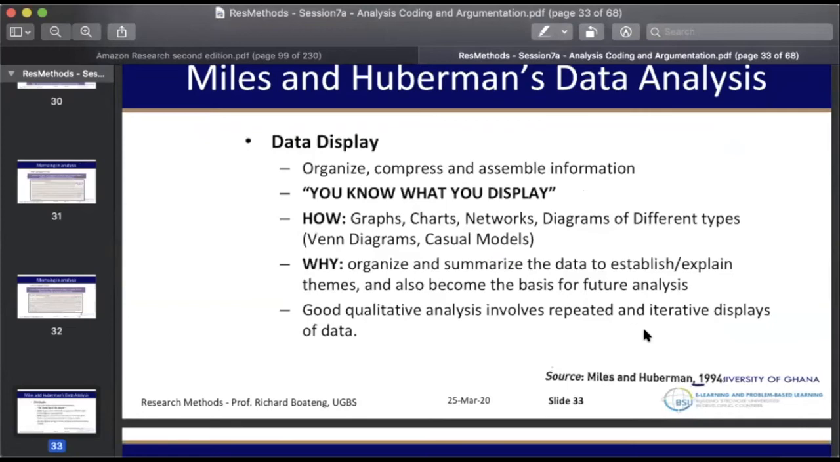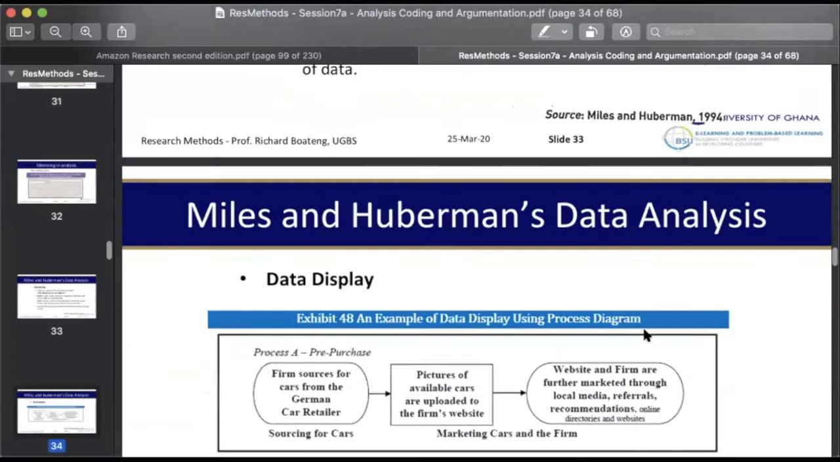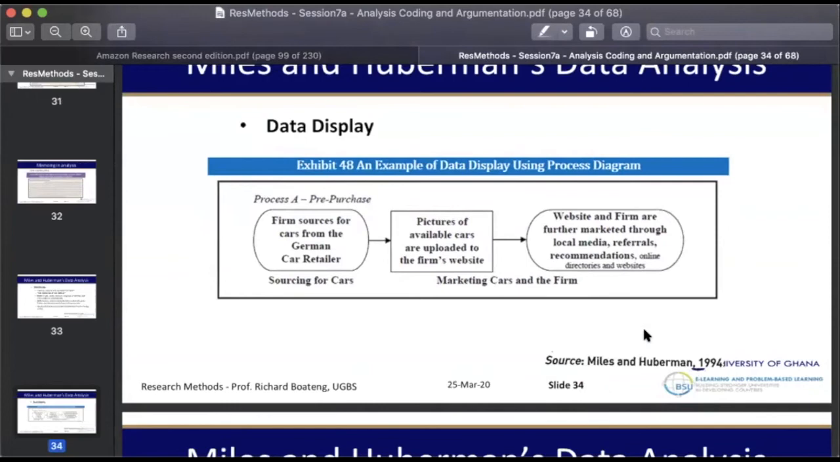Now, apart from the coding and condensing, the next thing you can do is data display. Data display means that you need to organize, compress, and assemble information. So what are you going to do? You are going to use graphs, networks, diagrams, and different types of visualizations to be able to summarize the data. Now, this is very good for analysis because it gives a visual understanding of what is occurring. So somebody can, for example, in this paper, somebody is discussing how people buy cars, use cars.